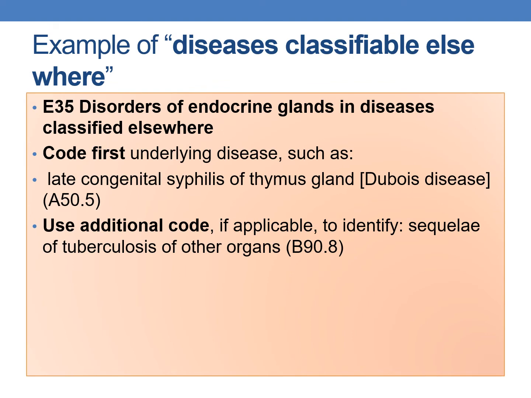Next is E35, disorders of endocrine glands in diseases classifiable elsewhere. This is also a manifestation condition which should not be coded first. So under it you can find code first underlying condition such as late congenital syphilis of thymus gland, and it also has use additional code if applicable to identify the sequelae of tuberculosis of other organs.